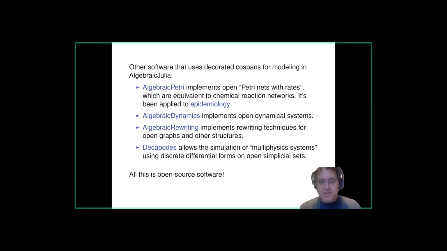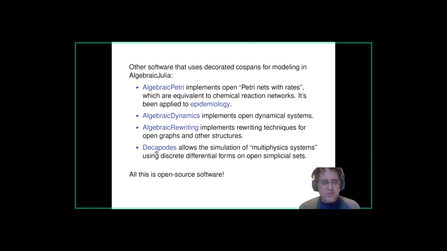So they're useful in chemistry, but that's also been applied to epidemiology. There's some software that Sophie Libkind was primarily involved in called Algebraic Dynamics, which implements open dynamical systems. There's something that implements graph rewriting for open graphs.